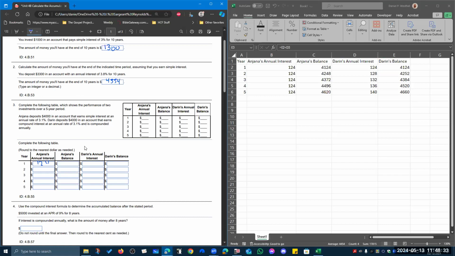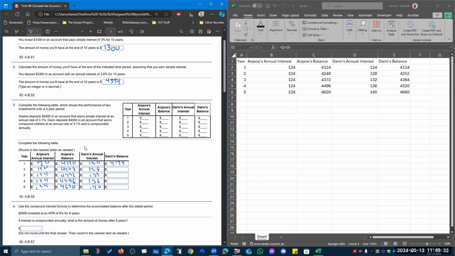And then 124, 124, 124, and 124. So the balances are 4,124, 4,248, 4,372, 4,496, and 4,620. The interest is 124, 128, 132, 136, and then 140.